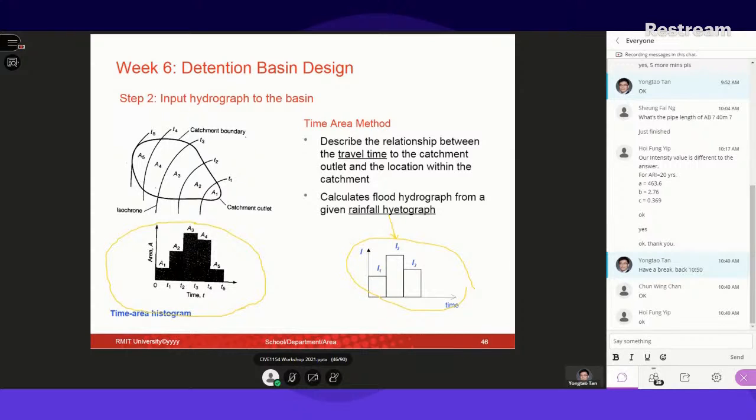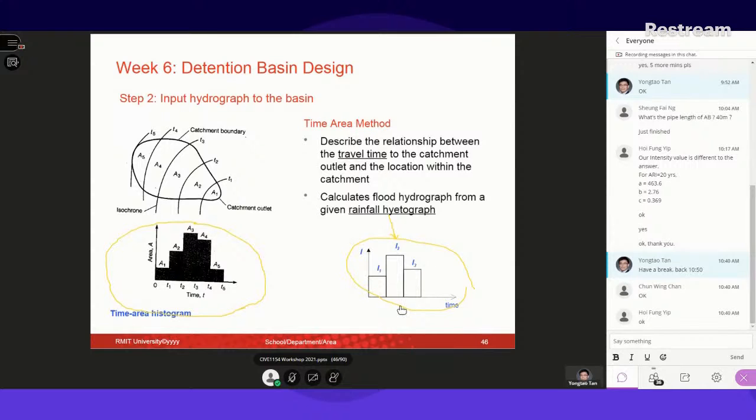You can see that the hydrograph is a graphic representation of the relation between the rainfall intensity and time. It means how the rainfall intensity changes with time. For example, from 0 to T1, the intensity is I1. From T1 to T2, the intensity is I2. T2 to T3, the intensity is I3.